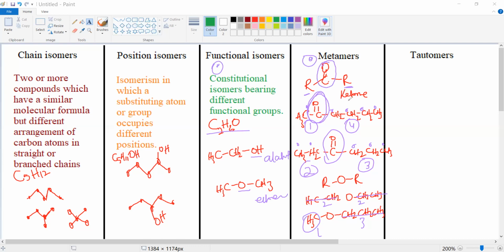But in metamerism, what is the criteria? The functional group should be the same. But what is the difference? The arrangement of atoms around the functional group, or attached to the functional group, is different.